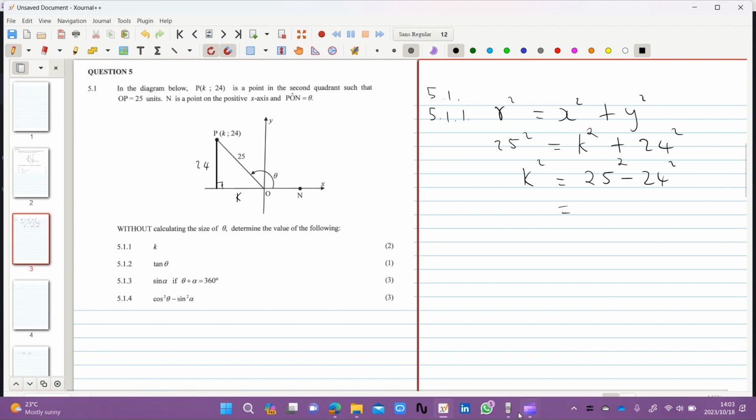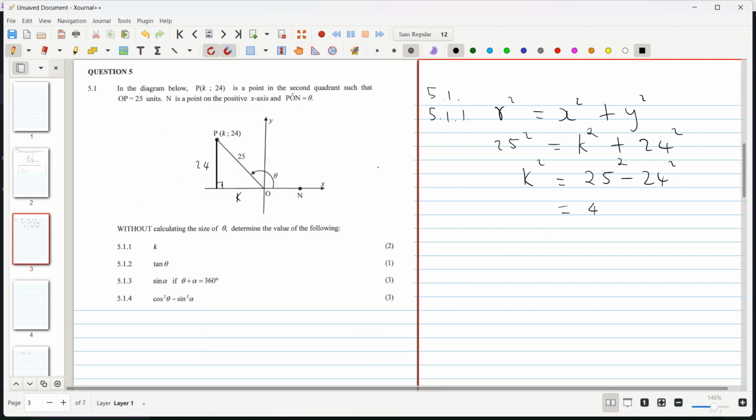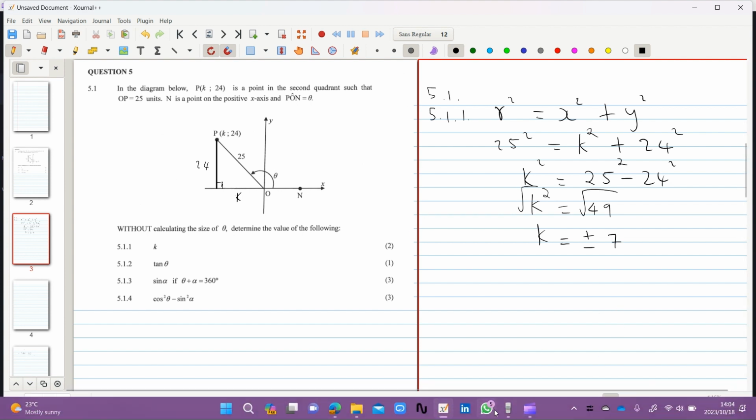So we can use our calculator. 25 squared minus 24 squared is 49. So k squared will equal 49. Then for the value of k, we find the square root on both sides. So k will equal plus or minus 7. The square root of 49 is plus or minus 7.